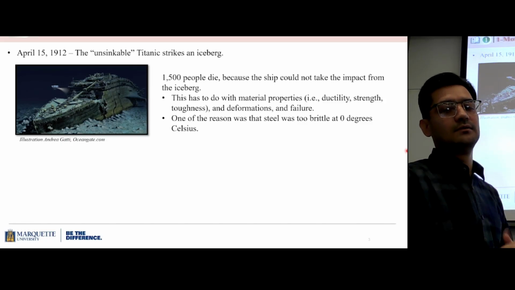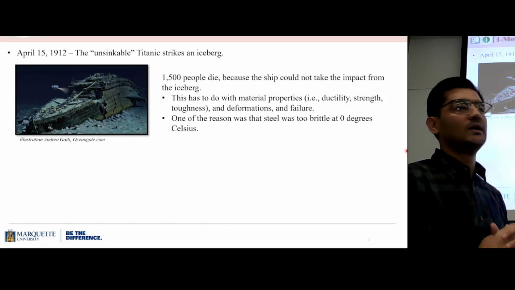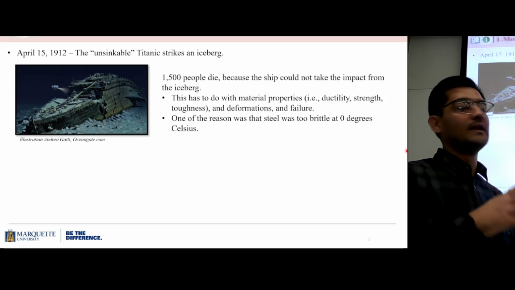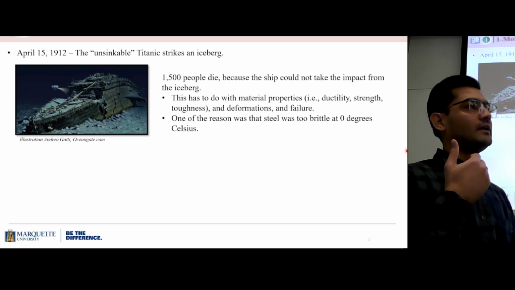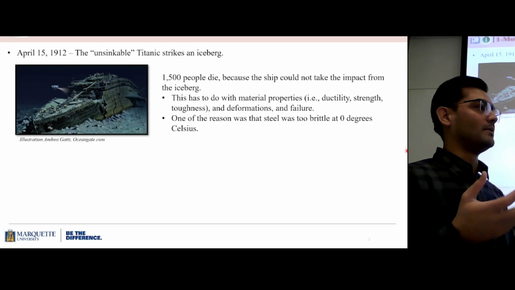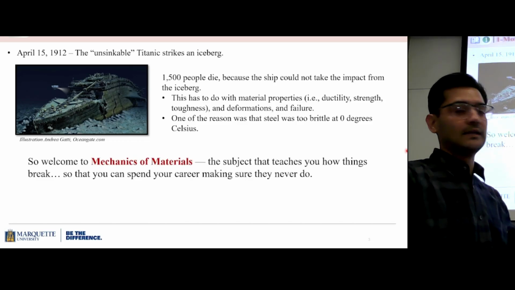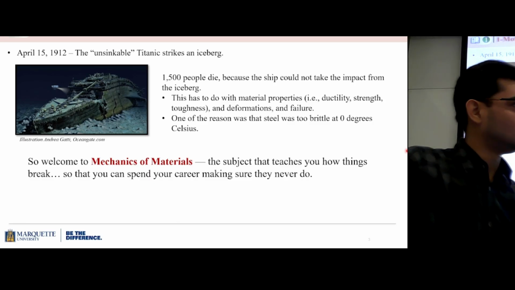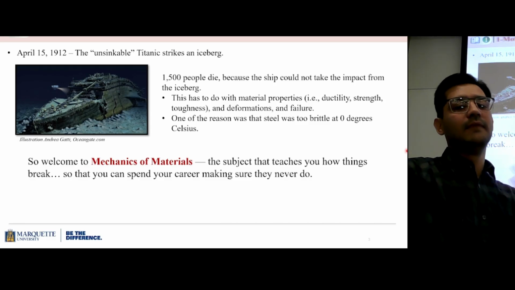One of the reasons the ship failed, and there are many reasons, was that the steel was too brittle. In icy, negative temperatures, steel becomes brittle and it can break if it has an impact. We're going to talk about brittleness, ductility, and all the material properties which are important. So that's a catchy definition, but that's how it is: mechanics of materials is a subject that teaches you how things break, so that you can spend your career making sure they never do.